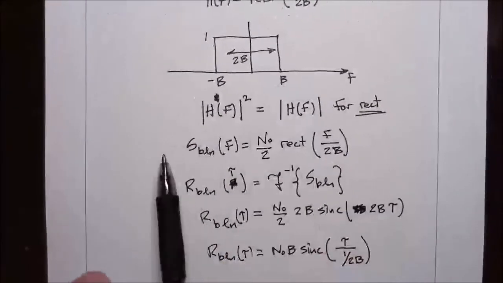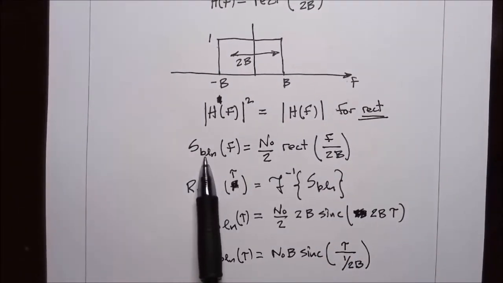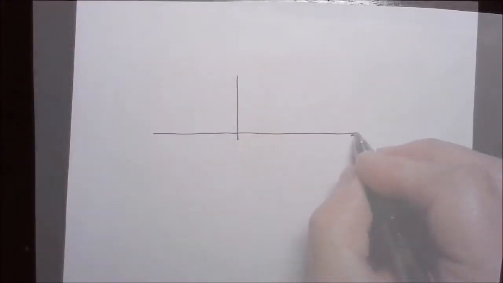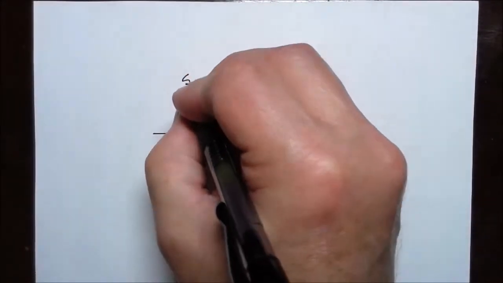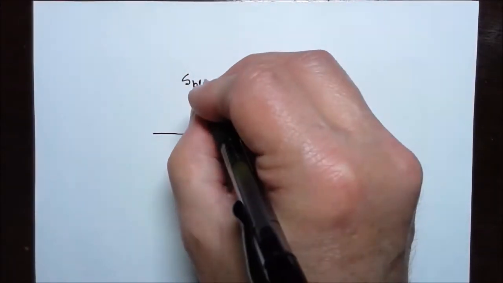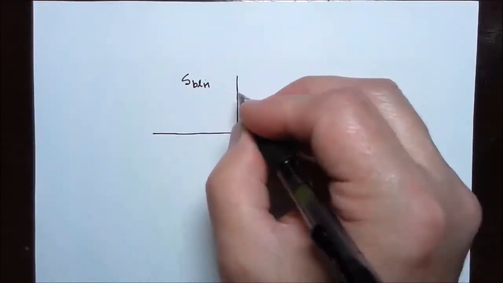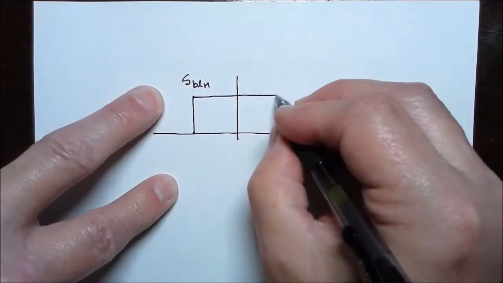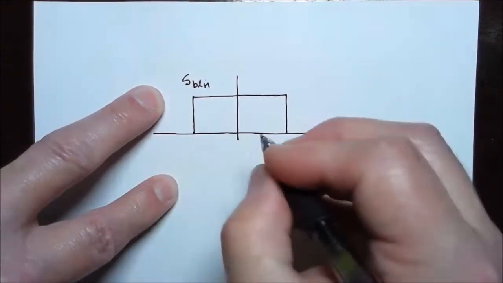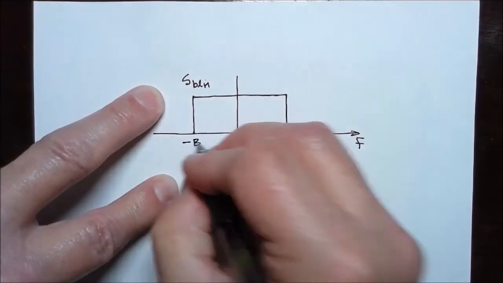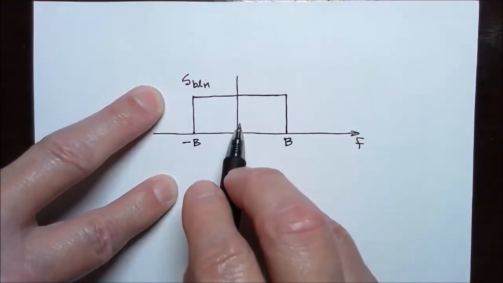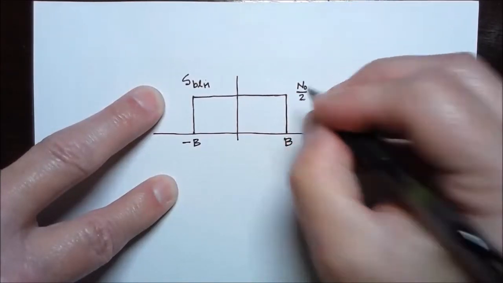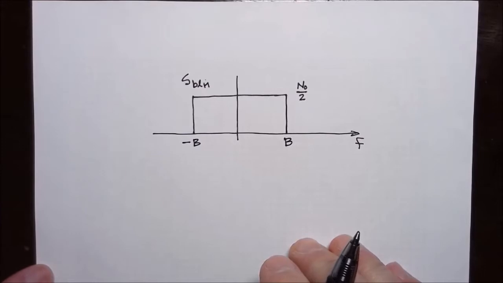We've written the power spectral density of the band-limited noise with this equation. So let me sketch that. This is frequency. This is the power spectral density of the band-limited noise. It is a constant multiplied by this rectangle that goes from f equals minus B to plus B, so it gives it a bandwidth of B, and the rectangle has a height of N0 over 2.